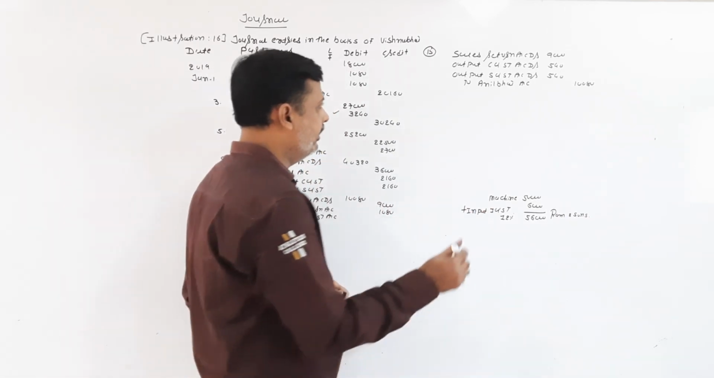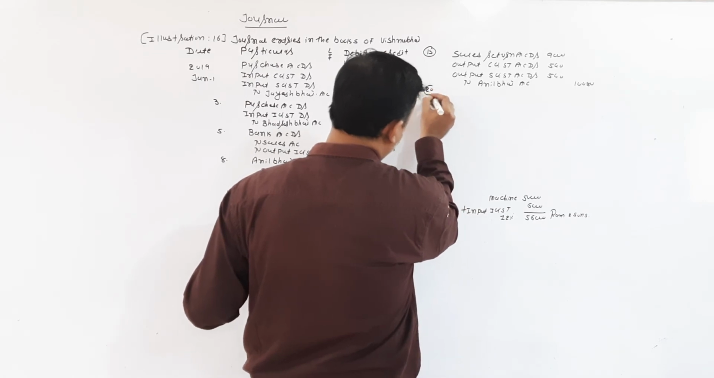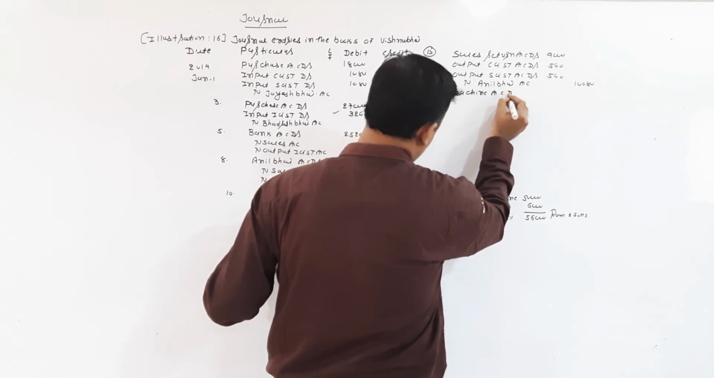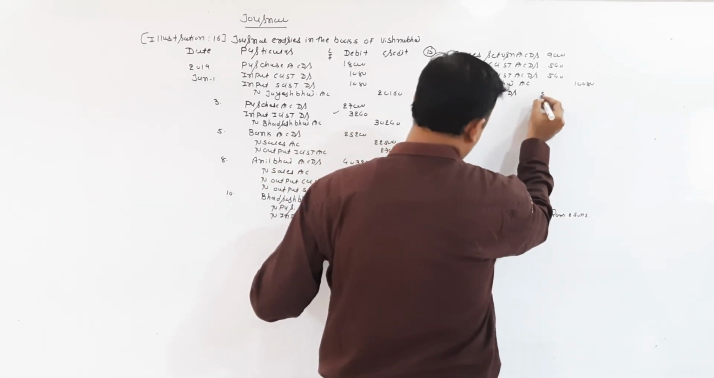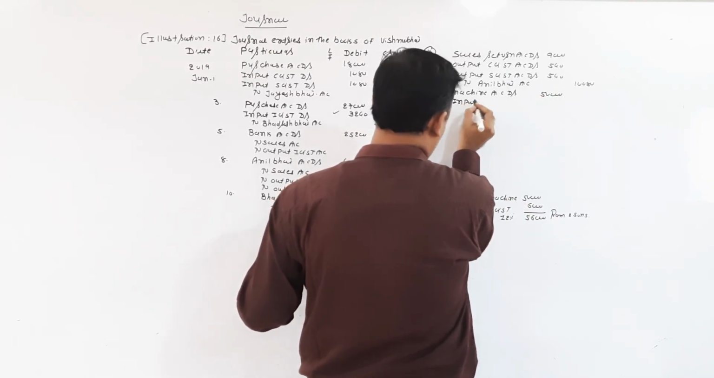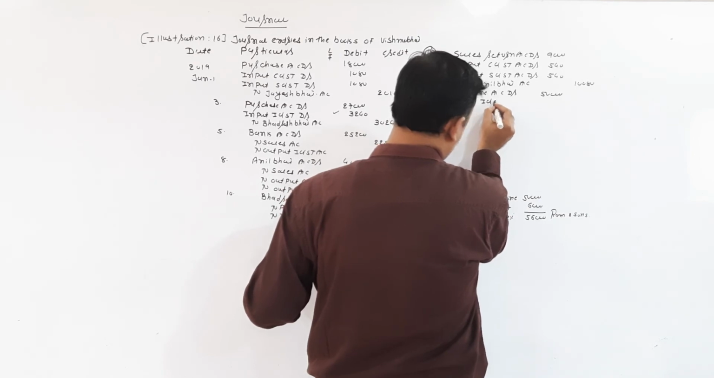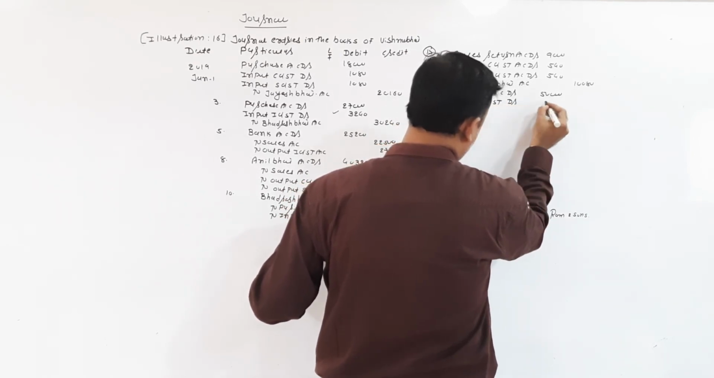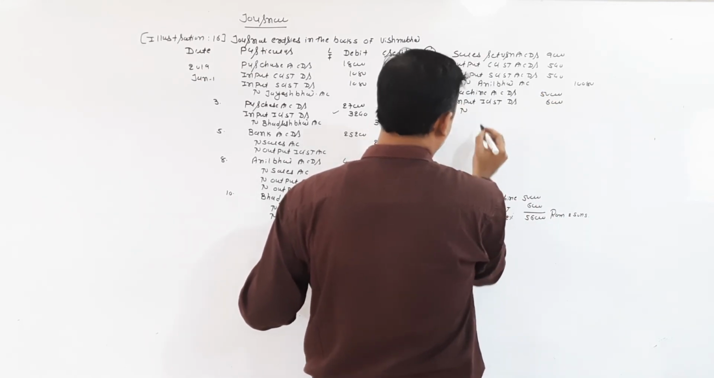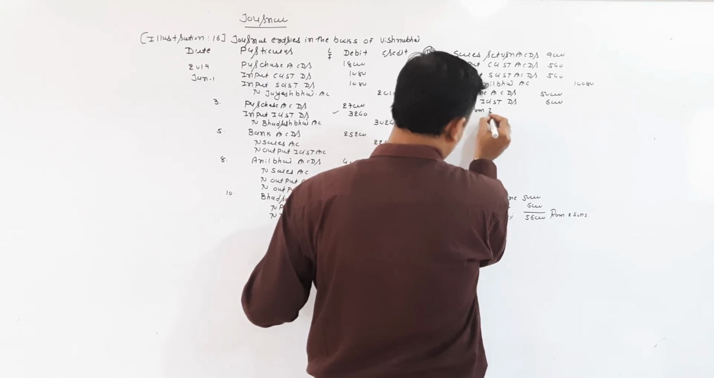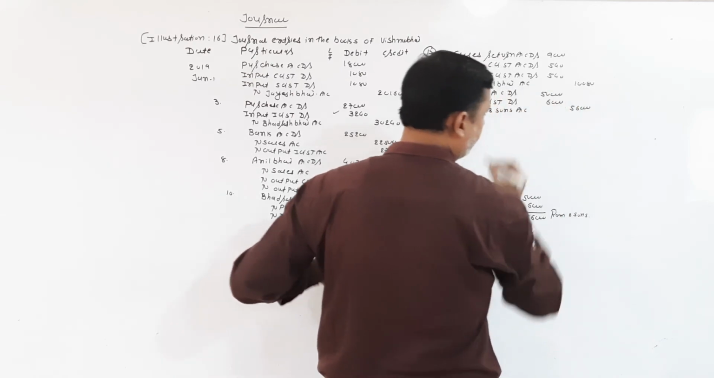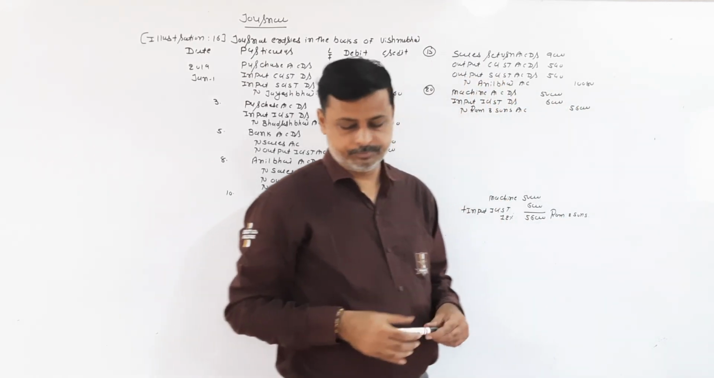So now 20. Machine account debit 50,000. Input IGST account debit 6,000. To Ram and Sons account 56,000.